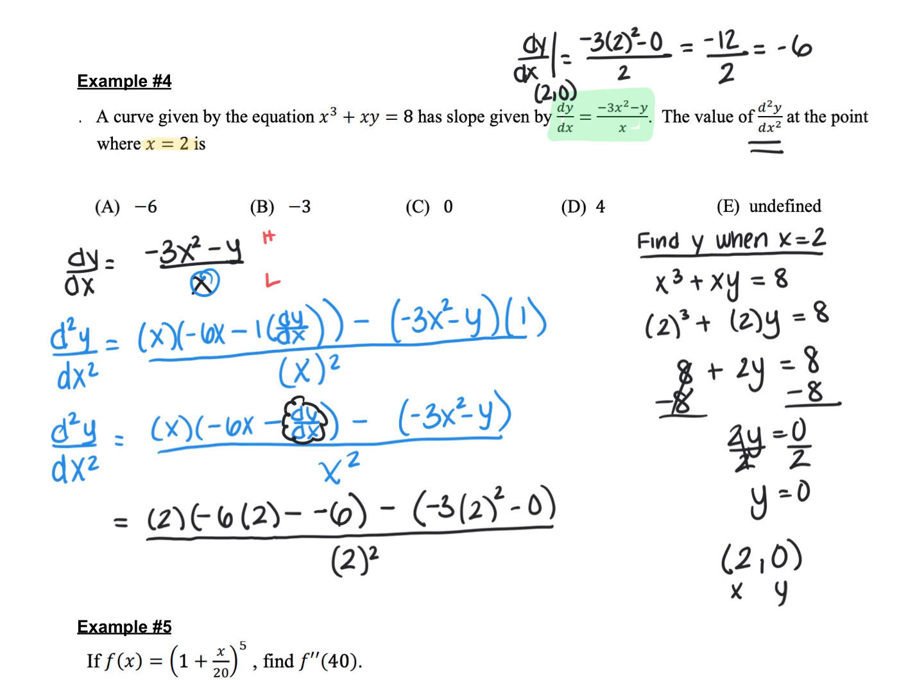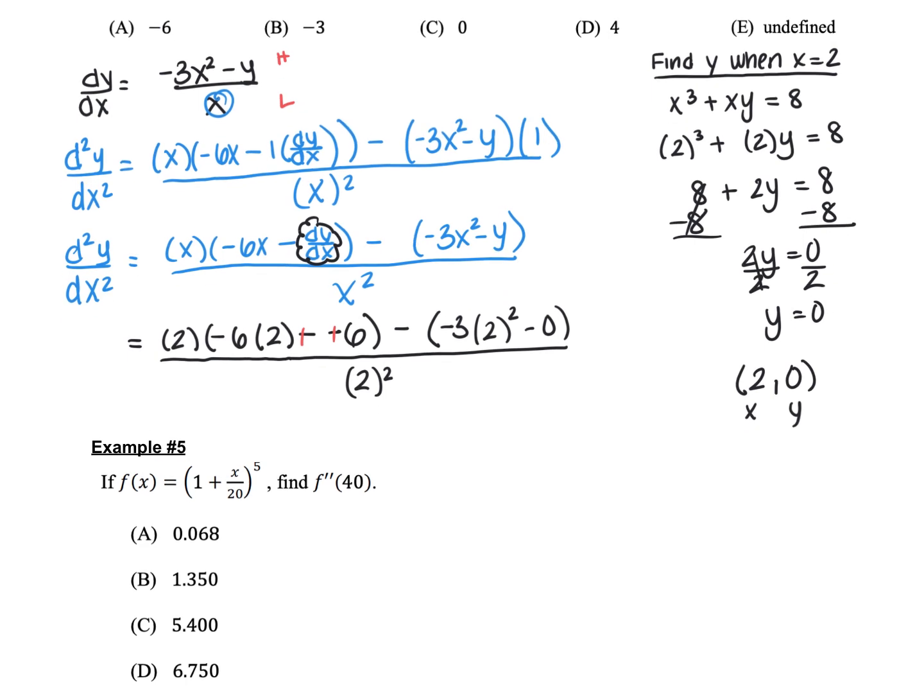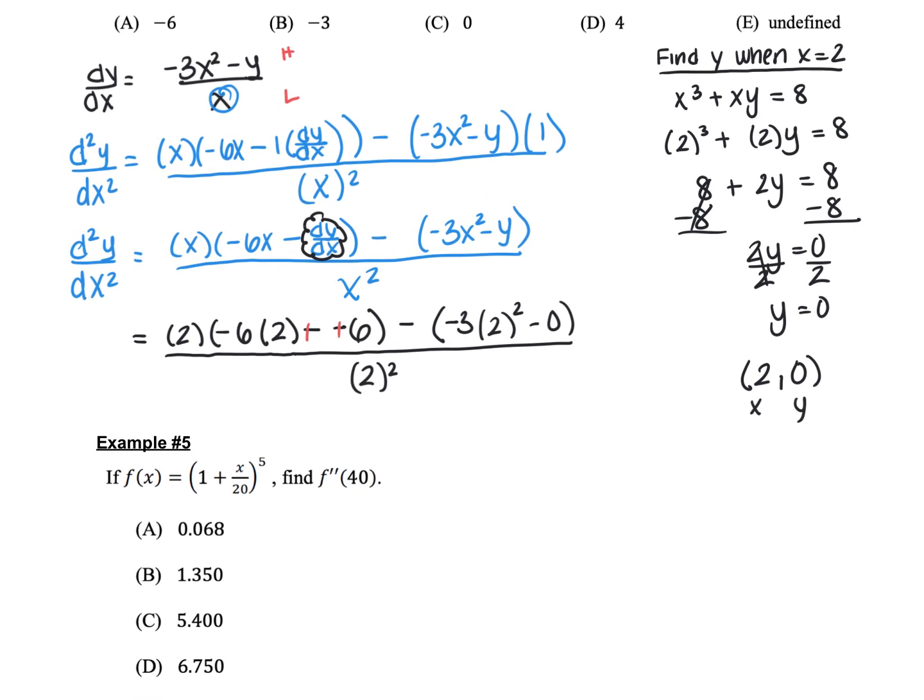It's a double negative here, so we'll just change that to a plus. So that's the hard part about a second derivative, is that you also need to find the slope at the first derivative in order to plug it in for the second. So let's see if we can finish this without a calculator. So we've got here 2. Negative 6 times 2 is negative 12, plus 6 is negative 6, minus 2 squared is 4. 4 times negative 3 is negative 12, minus 0 is nothing, all over 2 squared, which is 4.